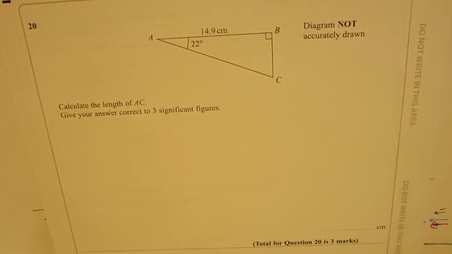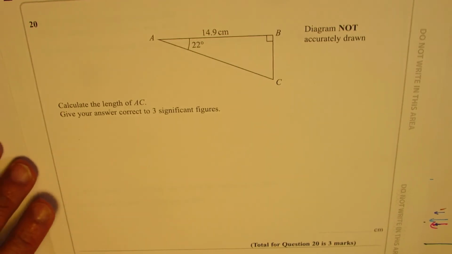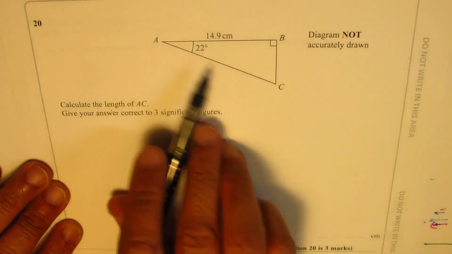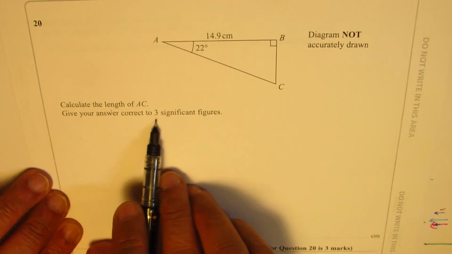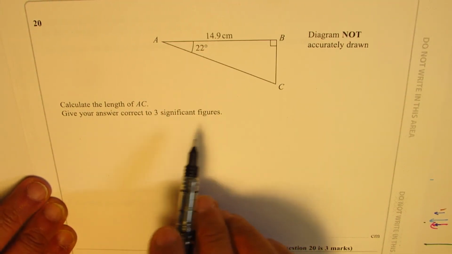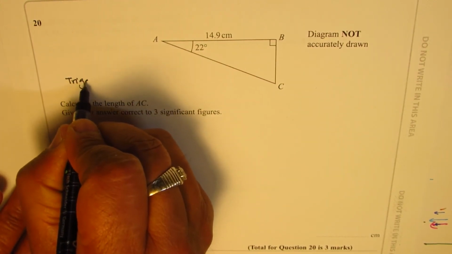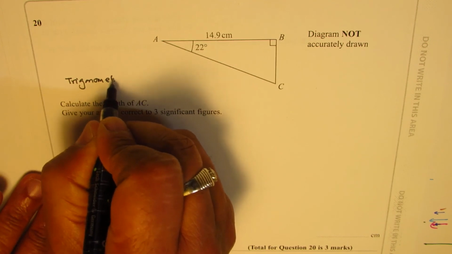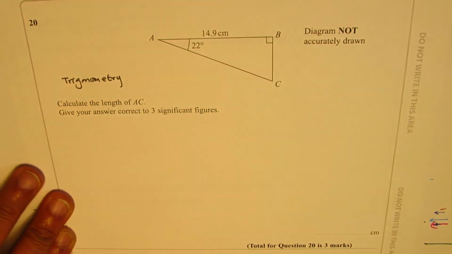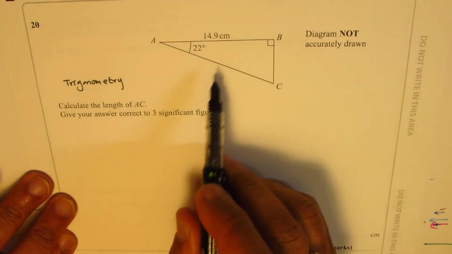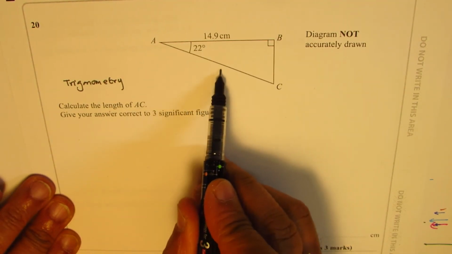Next question. Question number 20. Calculate the length A to C. Give your answer correct to 3 significant figures. Now we are landing up into trigonometry. At this level, trigonometry may be a new subject for many of you, right? Now here, we need to find what AC is.